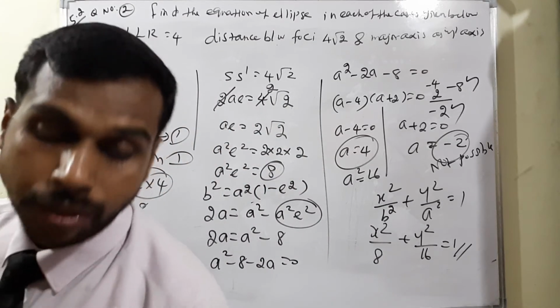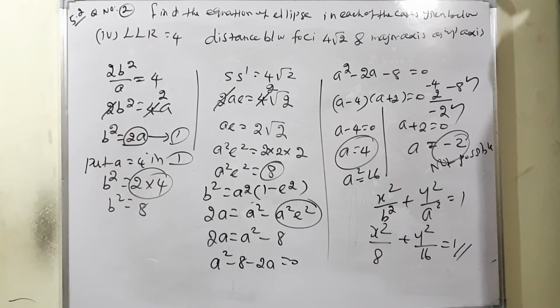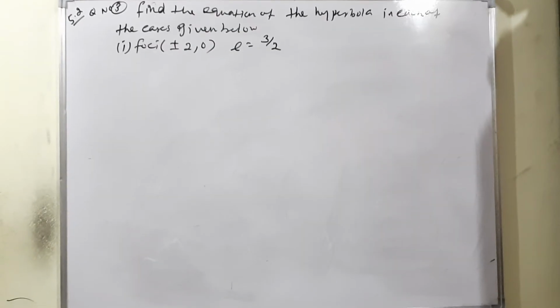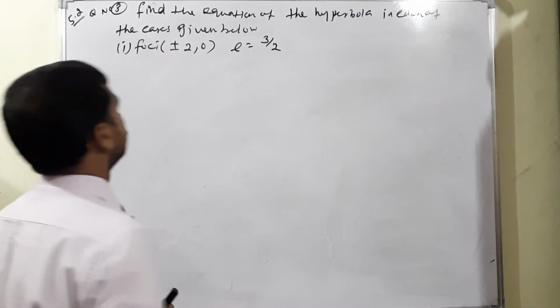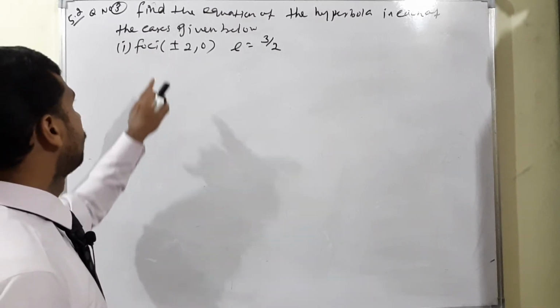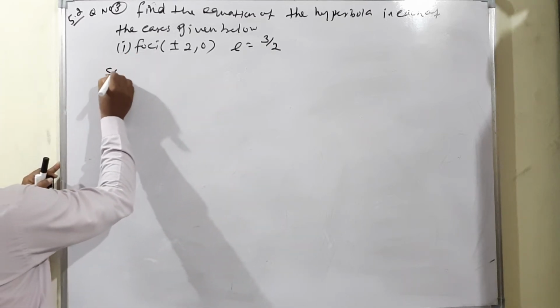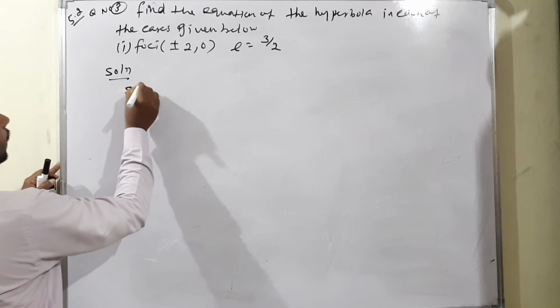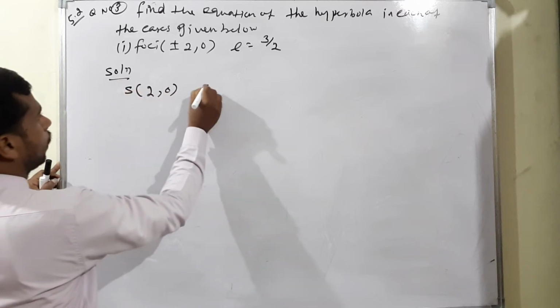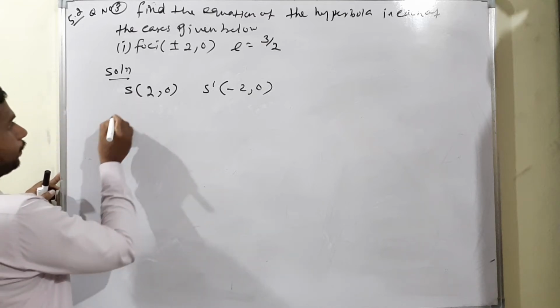Okay, I will continue question number 3 from exercise 5.2. So question number 3, equation of hyperbola, isn't it? This is given below. I am moving to subdivision 1, 4k is there, isn't it? 4k means what is the meaning? Solution. Yes, we have to consider positive 2 comma 0. Yes dash means negative 2 comma 0.